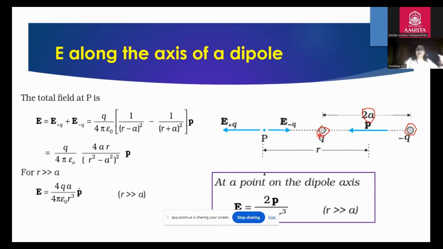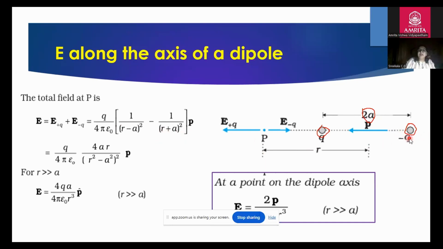The center of the dipole to the point P is r, and from the center to the charge q is a. So from this charge plus q to the point P will be r minus a. That's why here it is r minus a the whole square, minus 1 by r plus a the whole square is for the minus q charge.